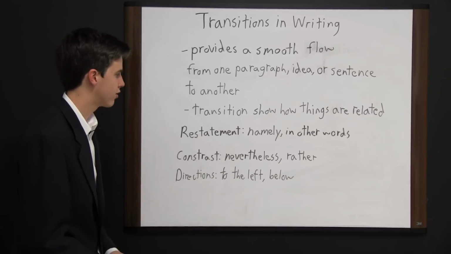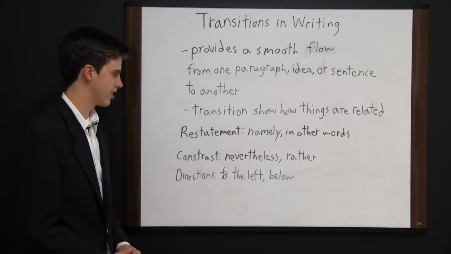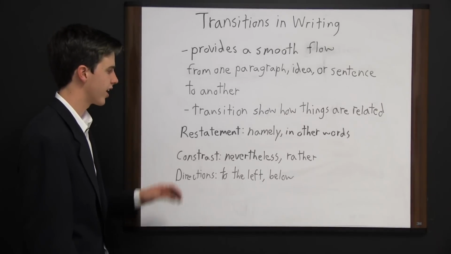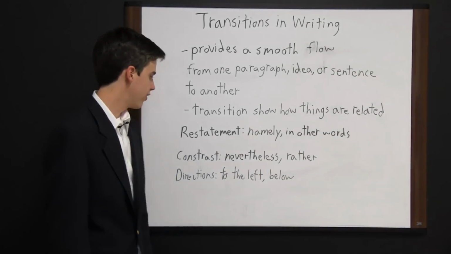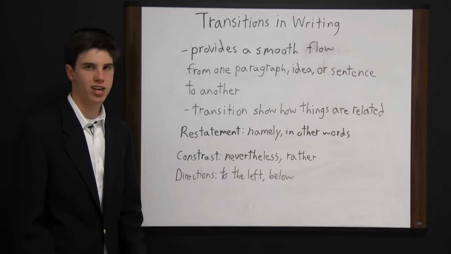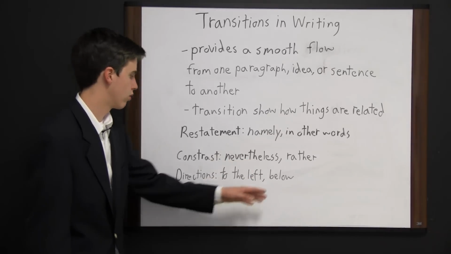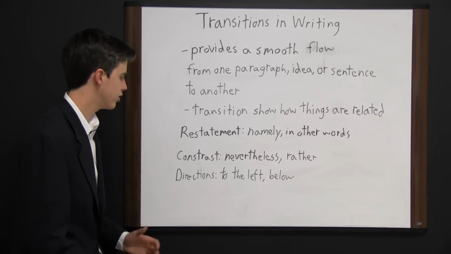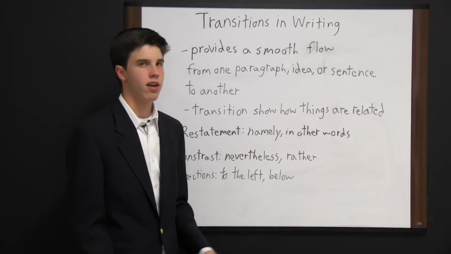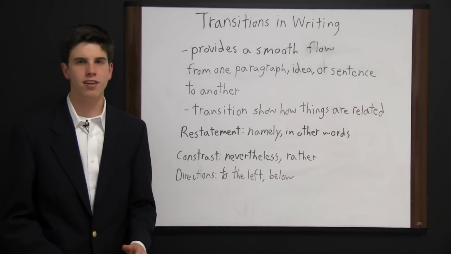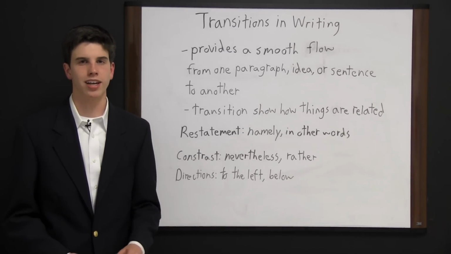There are many different types of transitions, and each has different uses. So if you're restating something, you can use a transition like namely, or in other words. And if you're contrasting something, you can use a transition like nevertheless, or rather. And if you're using directions, you can use a transition like to the left, or below. The important thing is to remember, if in doubt, use a transition in your writing so that the reader can understand what you are trying to convey.